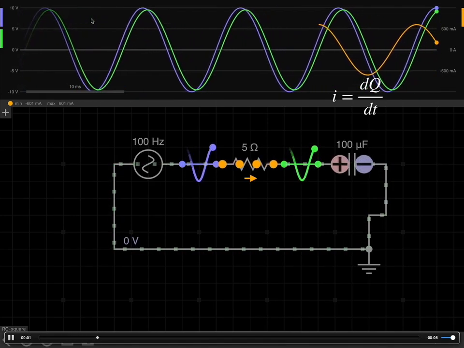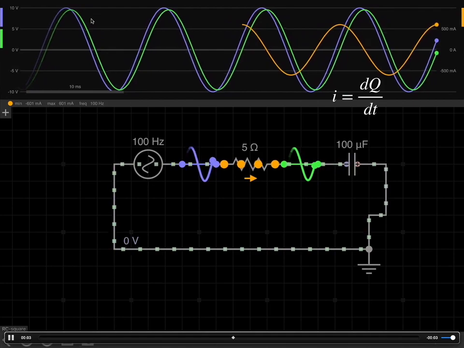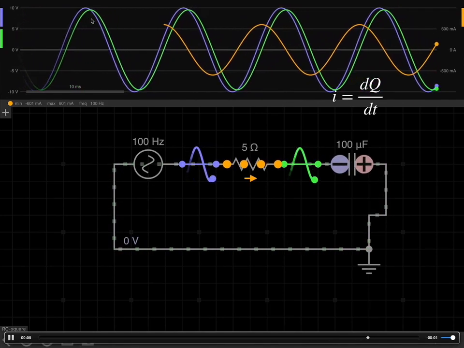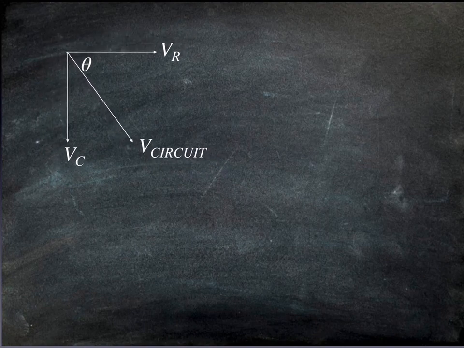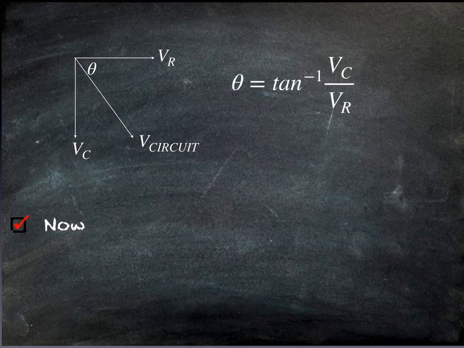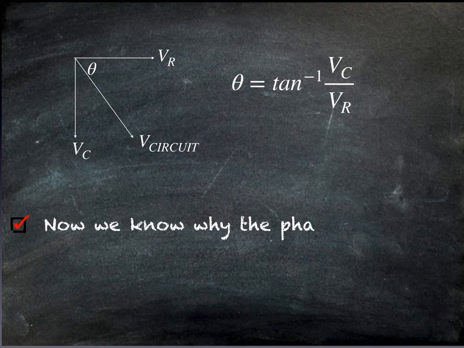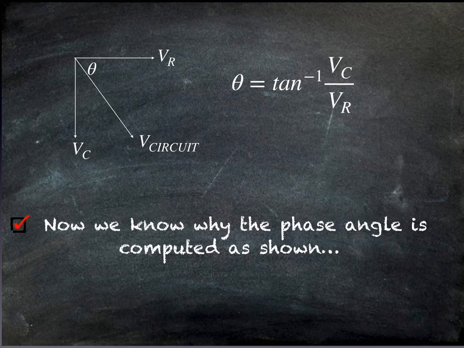This result directly shows that the phase difference between the cap's voltage and current is 90 degrees. This finding has an important implication. Since the same current runs through both the resistor and the cap, and the current is 90 degrees out of phase with the cap, this means that the resistor's voltage and the cap's voltage are also 90 degrees apart.